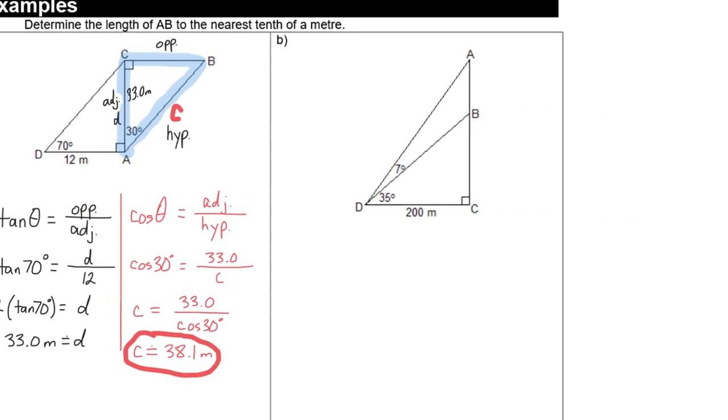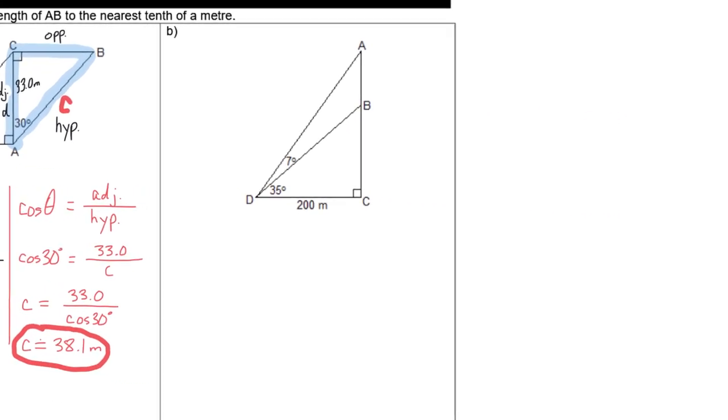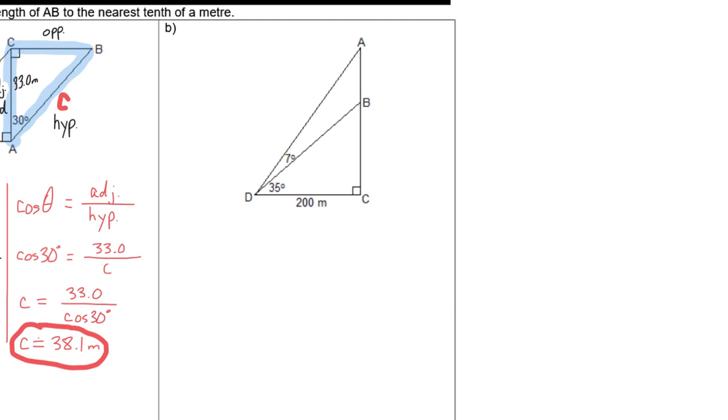Let's try the next one. Same question. We're trying to find the length of AB. So this little length right here. Now, I'm not going to call it D because it's unclear. Since point D is here, does D represent this side or does it represent this one? It's a little unclear. So I'm just going to give it a different label. I'll just call it X.